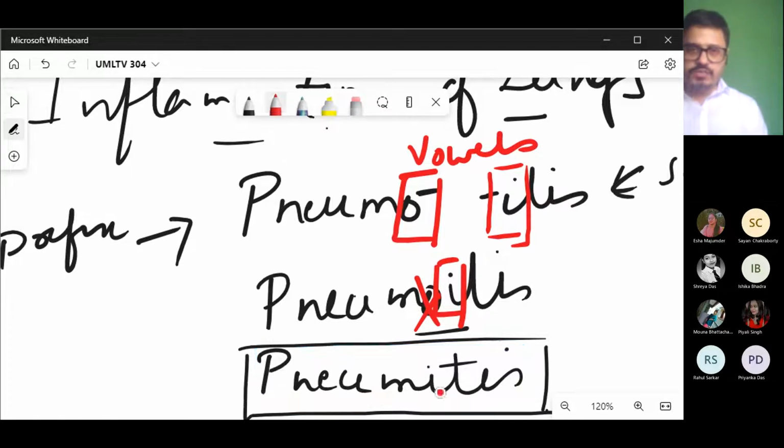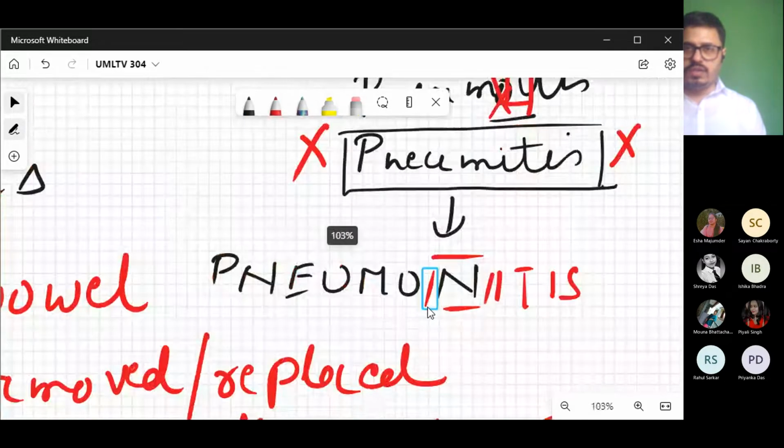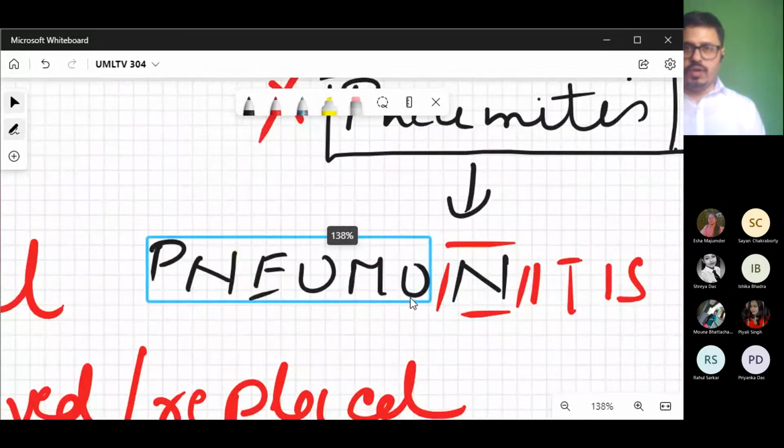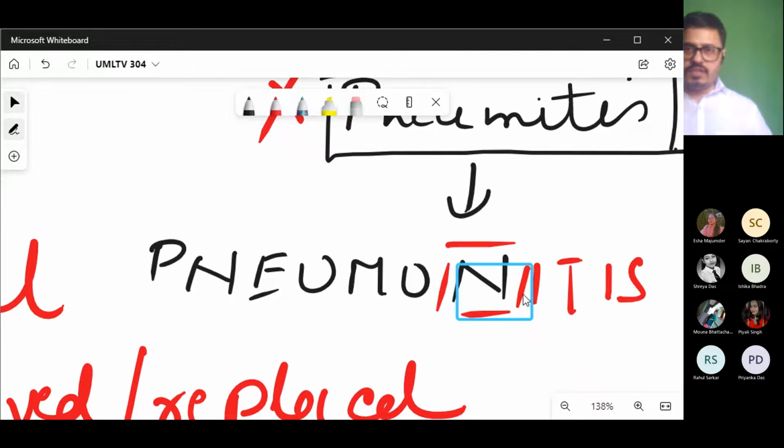But in practice, we do not use this term. This term is thus an incorrect term. In practice, the term that we use is pneumonitis. So we are preserving the O, and in order to preserve the O as well as the alphabet I, the starting vowel of the suffix, I am introducing a third alphabet here, that is N. Got it? This is the exception.